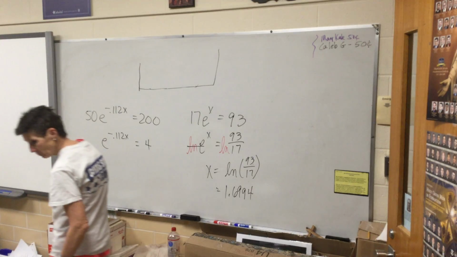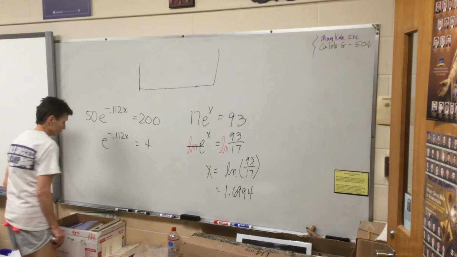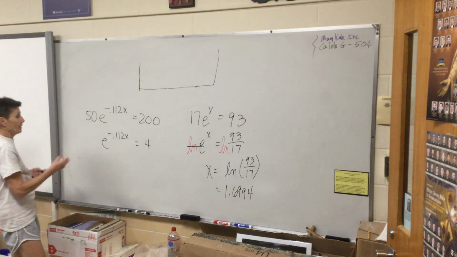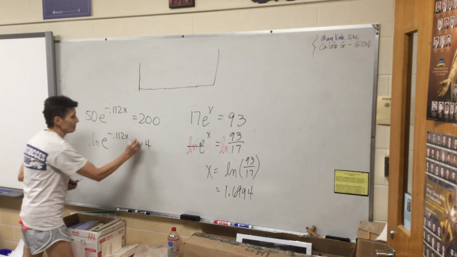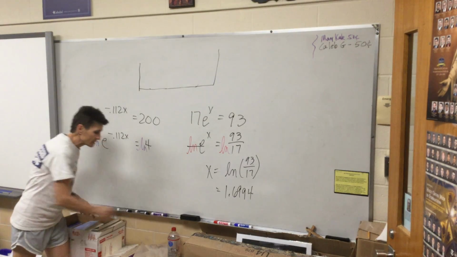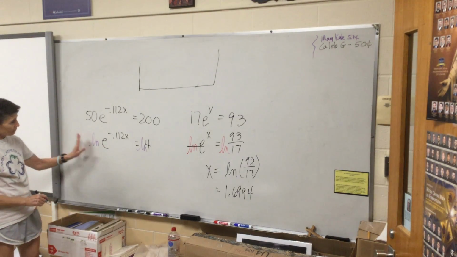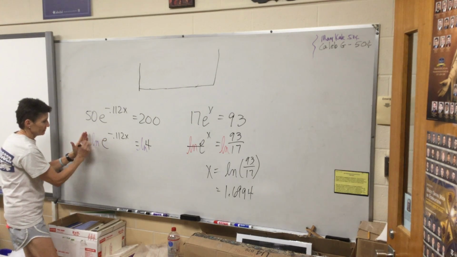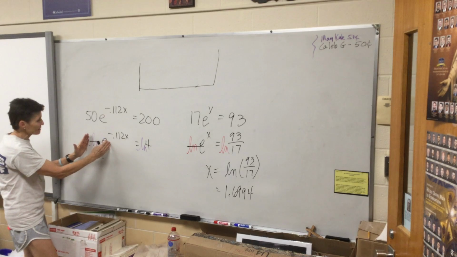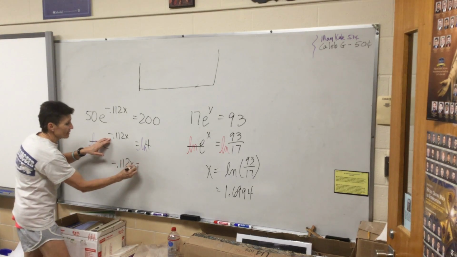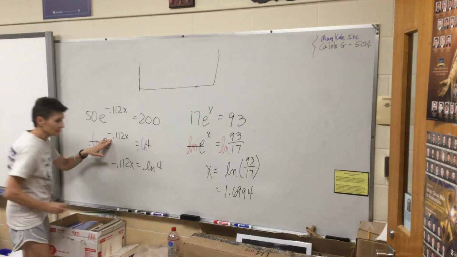Good. Zane, what happens now? Do we put the ln in front of it? Yep. We're going to ln both sides. We're going to take the natural logarithm of both sides. And of course, anytime that happens, it's gone. So negative 0.112x equals ln 4.